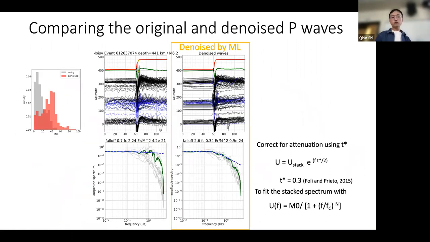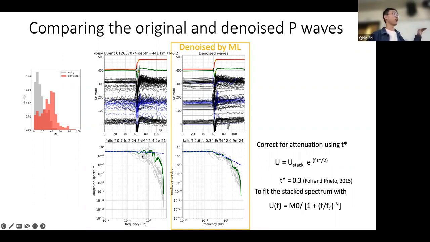So here's an example of denoising. The left figure shows the signal to noise ratio before and after denoising. The red is after, so it's improved. The left column of the waveforms are the raw data, and on the right we show the denoised waveforms. These waveforms are arranged by azimuth, as a record section. You can see that the pre-P wave signals are removed, and the P wave signal itself has been well preserved. The stacking of the denoised waveform looks similar to the pulse before denoising. That means the feature of the P wave is preserved, but the noise is gone. So we have achieved our target for this earthquake.